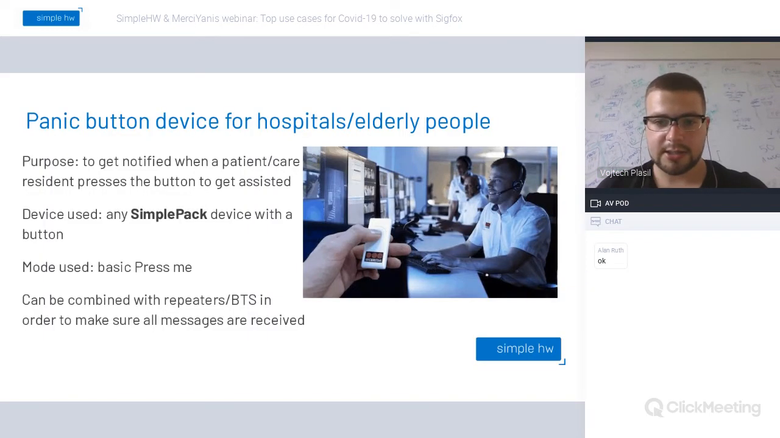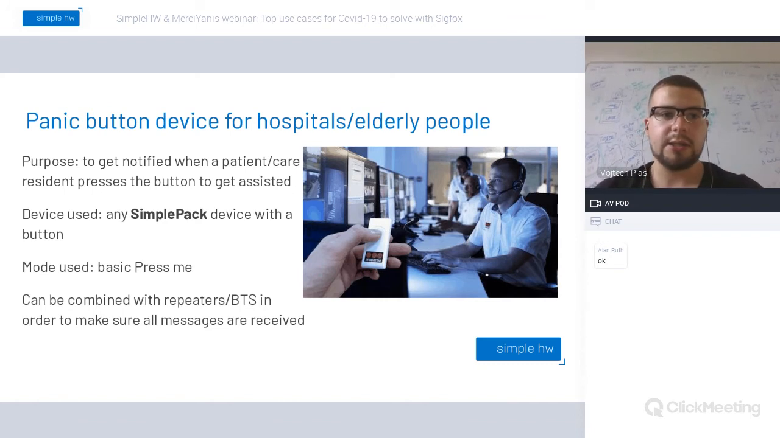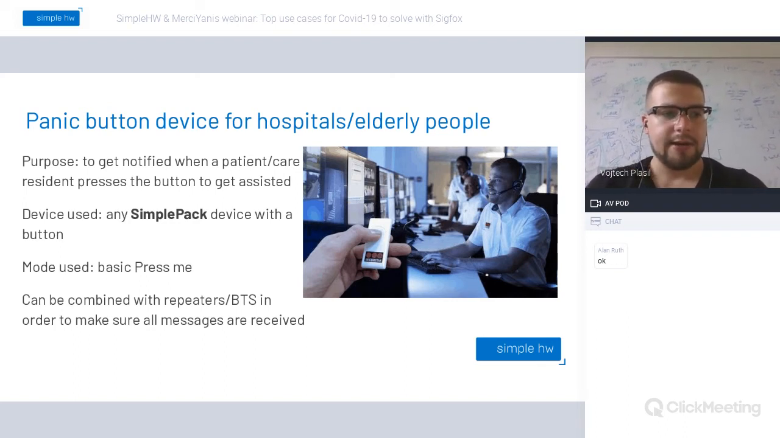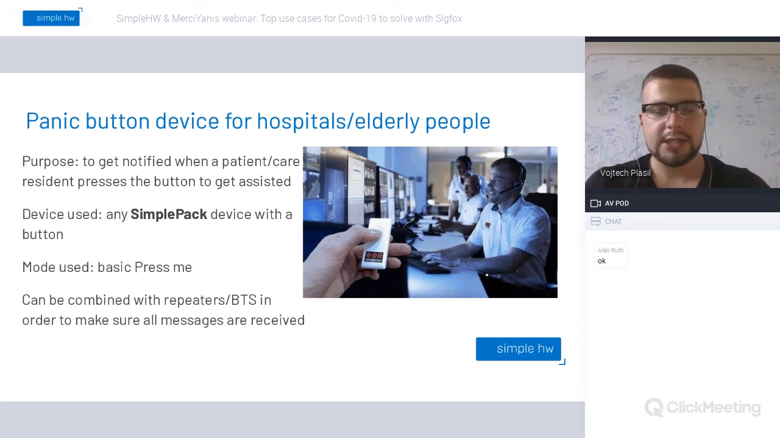Okay, and the last use case I want to talk about is the simple panic button for hospitals and elderly people. I've already talked about how it works. Basically, imagine you're a patient, you have COVID, you are in a room with 200 other people who have COVID, and you feel your condition is getting worse. The nurses, of course, are too busy to watch every individual patient there every 5 minutes. So what you do is you press the button because you feel your condition is worse, and they come to you and check on you. That's very simple, very clean, very efficient.